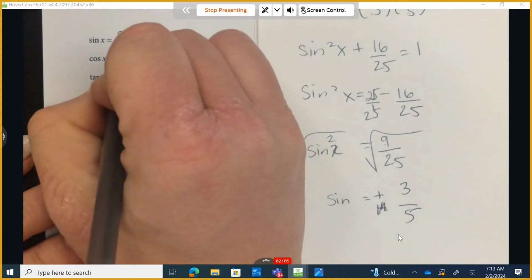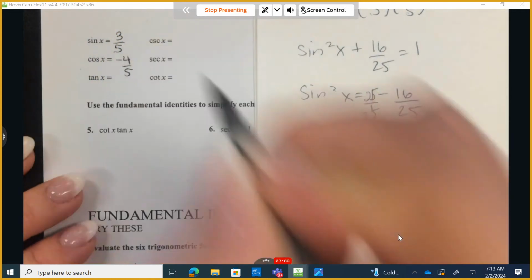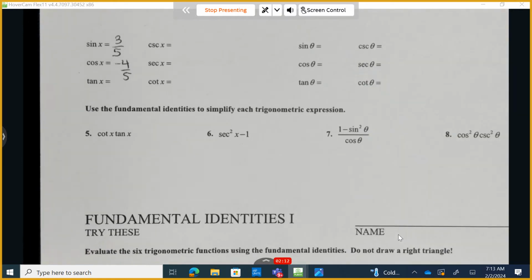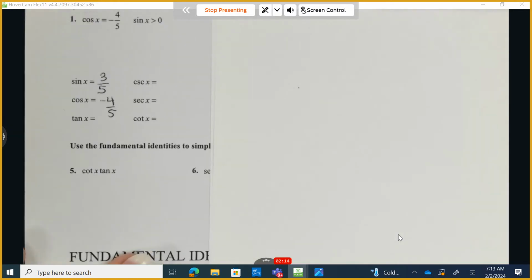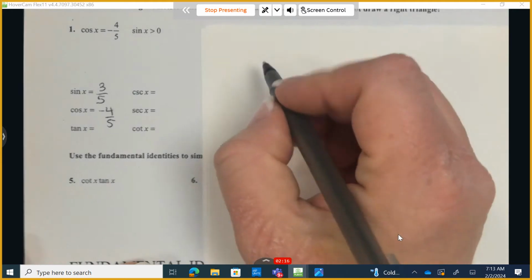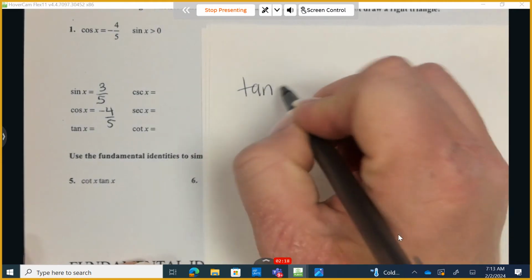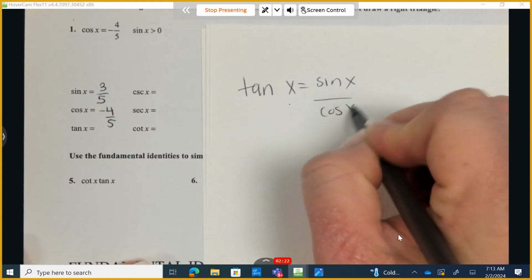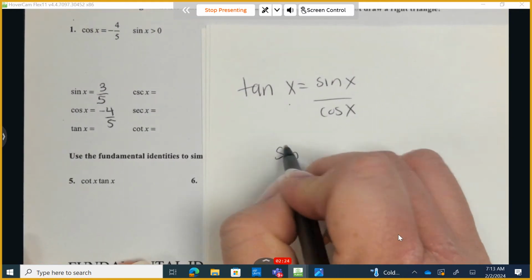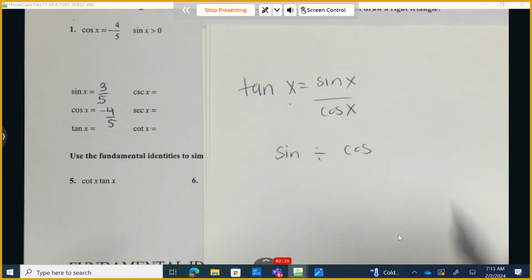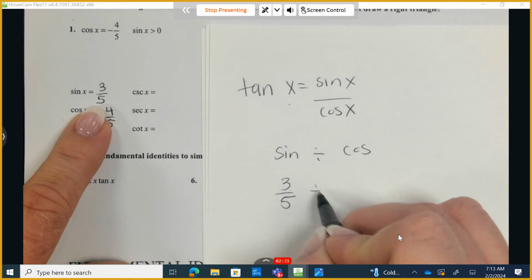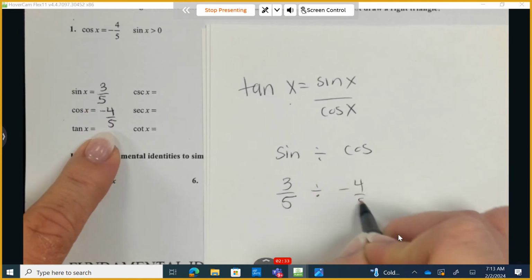My cosine is a negative 4/5. Now what I'm going to show you next, some of you are just going to be able to visually see this and you wouldn't have to go through this detail, but I'll do it a little bit the long way here. We know the tangent of x is equal to the sine of x over the cosine of x. And I could write that as sine divided by cosine. So here's my sine. My sine is positive 3/5 divided by a negative 4/5.